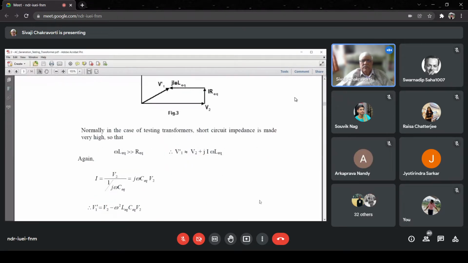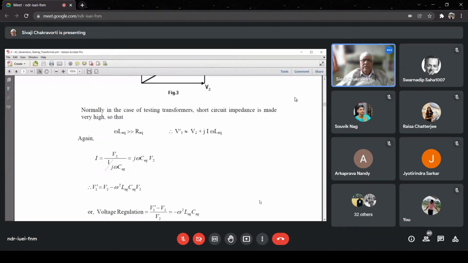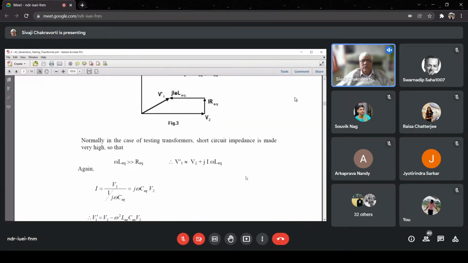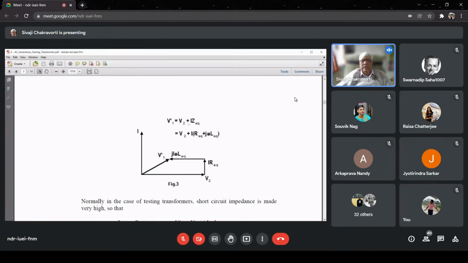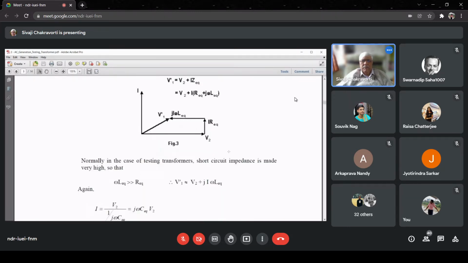How do I get these voltage regulations? Now, one thing, let us do it in this way that we know that V1 prime here it is written as V2 plus I R equivalent plus j into I omega L equivalent. But for all practical purposes, this resistance R equivalent is much lower than the reactive part, that is omega L equivalent. So if we neglect that part, then as you can see where my mouse is moving, this will be the whole equation for V1 prime.